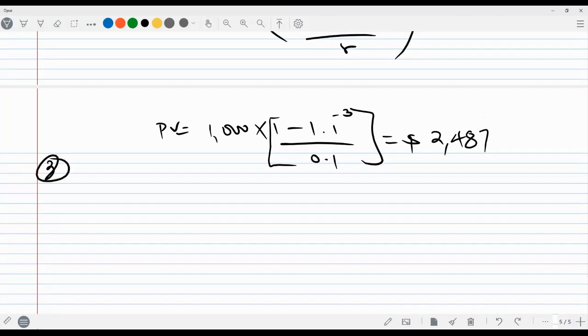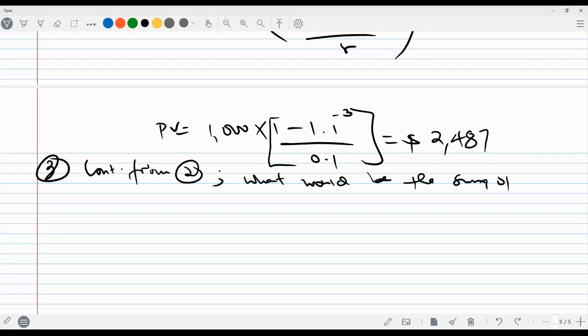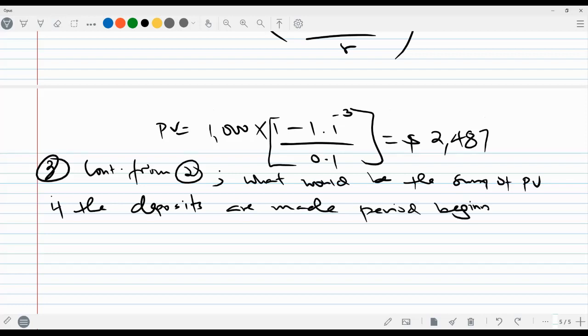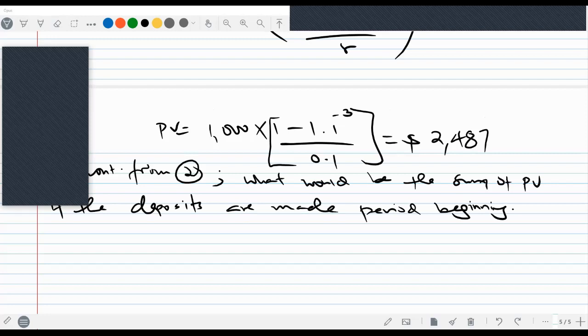So example 3. This is a continuation of example 2. What would be the present value, the sum of present value, if the deposits are made period beginning? Can you do that? So what would be the sum present value if the investments are made not at the end of the period, but now at the period beginning?